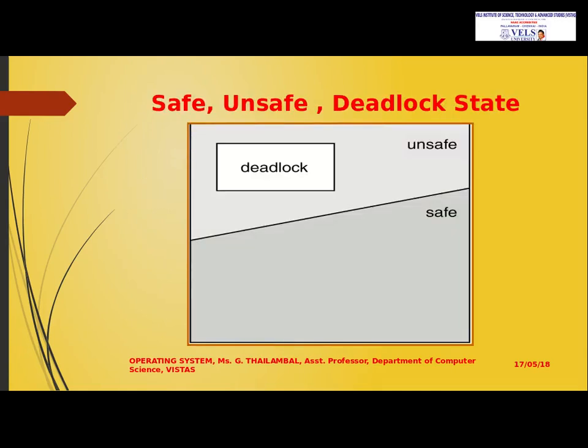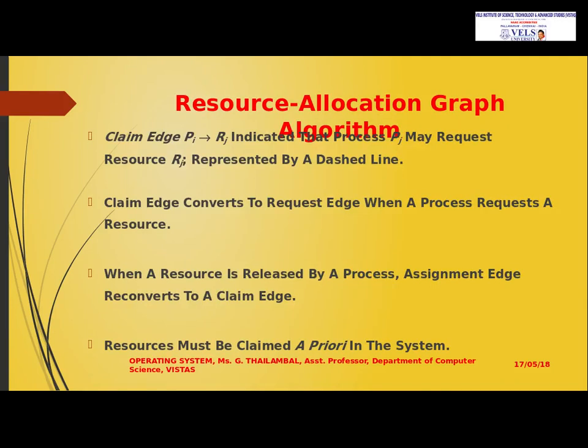And this is the diagrammatic representation. If a process is executing in a safe state, at any time when it goes into an unsafe state, it will lead to a deadlock. And what is the resource allocation graph? One more edge is added. You already have two edges, the request edge and the assignment edge. You are adding one more edge, the claim edge.